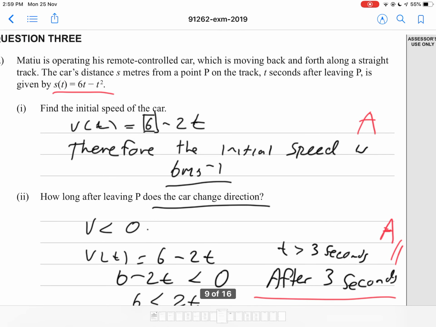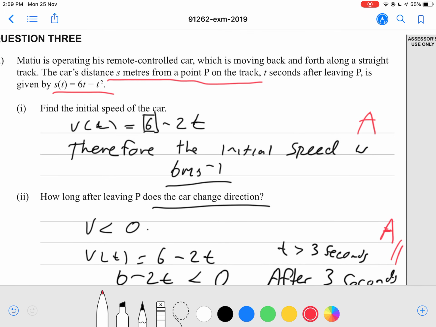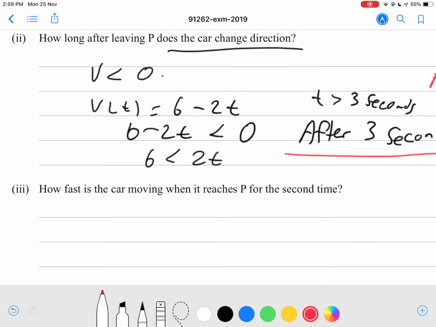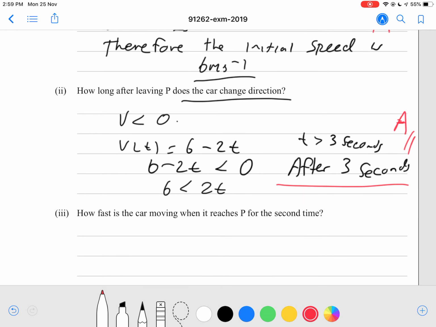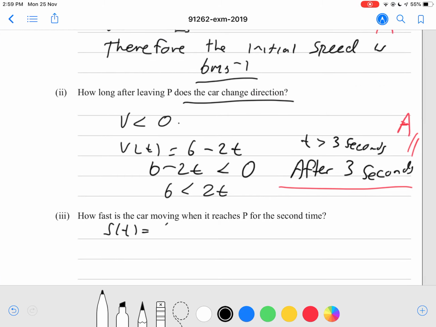In this case, the car's distance, s meters from point P on the track. So the car has traveled a certain amount of distance from point P. So point P is where the distance is measured from. However, the question is asking when it reaches P for a second time. So basically, the distance from P at P would be 0. So we're going to find the time for when the distance is 0. So our s of t we know was 6t minus t squared. So we want this for when the distance is 0. So negative t squared plus 6t equals 0.